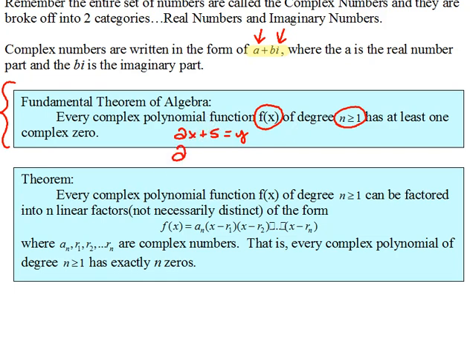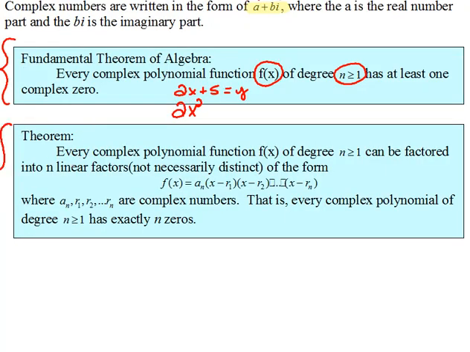If we had an x squared equation, then that could have at most 2 zeros, right? These we're now going to call complex zeros because they might be real or they might be imaginary, but they are complex. Well, to go further than that, we have a theorem that says every complex polynomial function of degree greater than or equal to 1 can be factored into n linear factors, not necessarily distinct. Remember, we can have multiplicities, where all of these factors basically give you complex numbers.